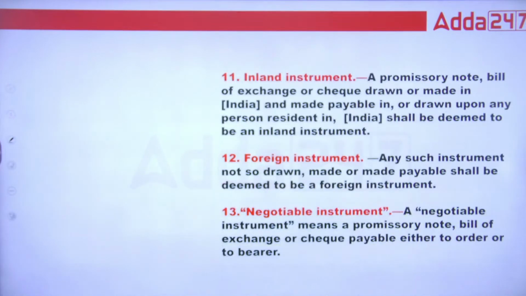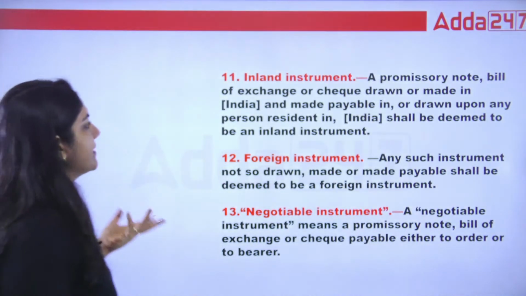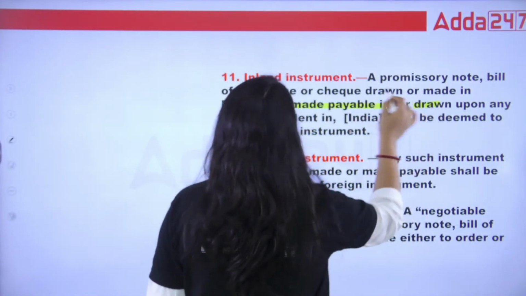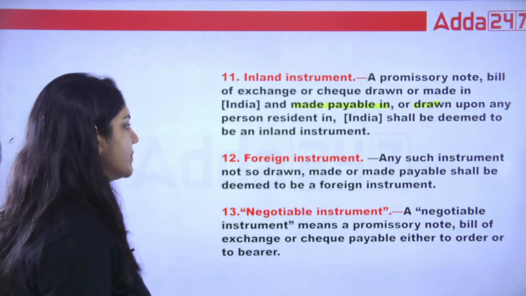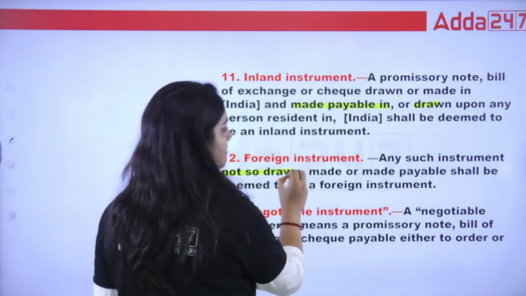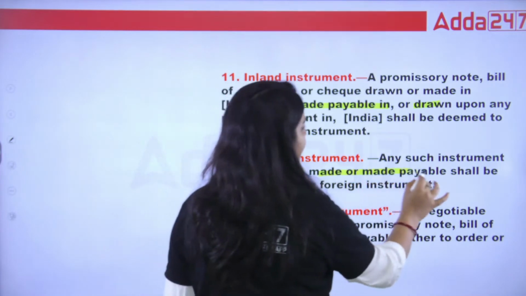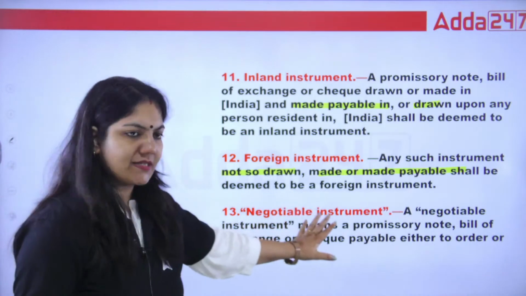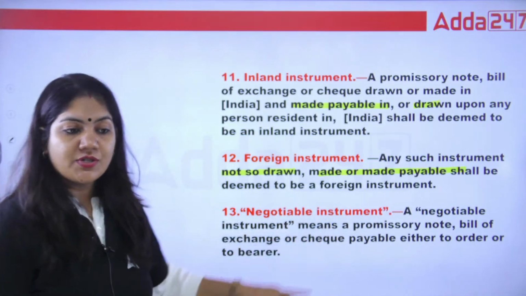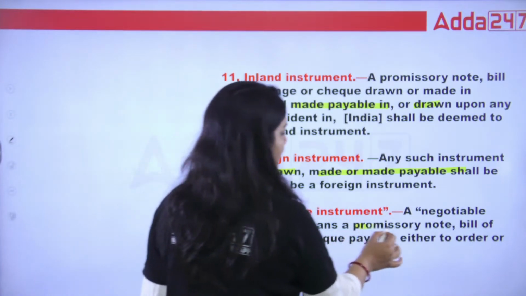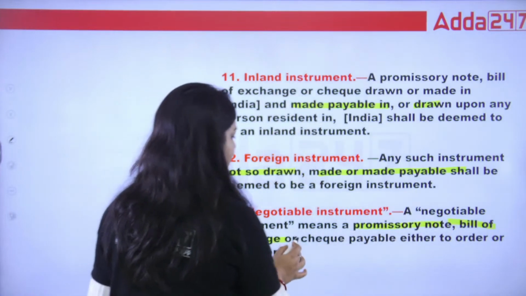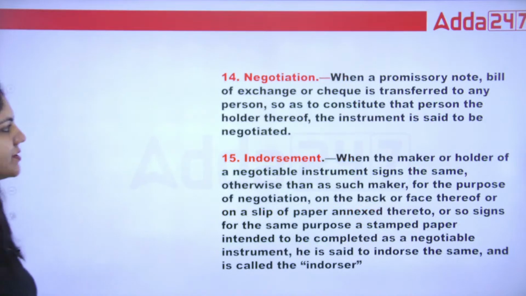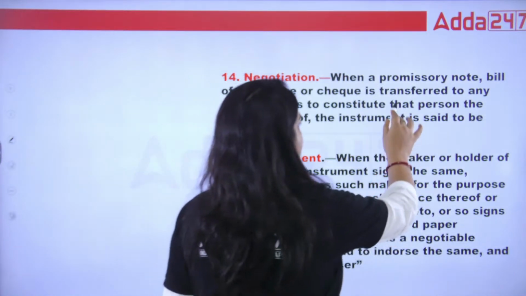Is that okay? What is inland instrument? Inland is made in India, drawn in India. Foreign instrument is that which is not so drawn in India, but made and payable in India. Negotiable instrument, exact definition is not written. In the Negotiable Instruments Act, it is written that it includes promissory note, bill of exchange, check, etc. What is negotiation? Transfer. Negotiation means transfer.